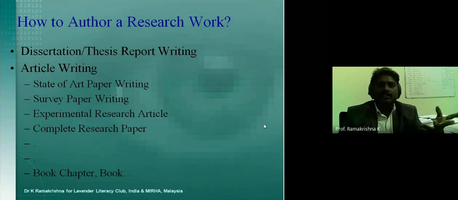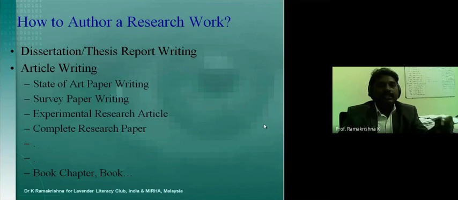The next is a thesis. Usually a thesis is a report, submitted by the PG scholars or the UG scholars in academia, right? So by writing a dissertation or thesis, you can become an author, though you are not publishing it. You are the author of the dissertation. You are the author of the thesis. So by writing this also you can become an author.